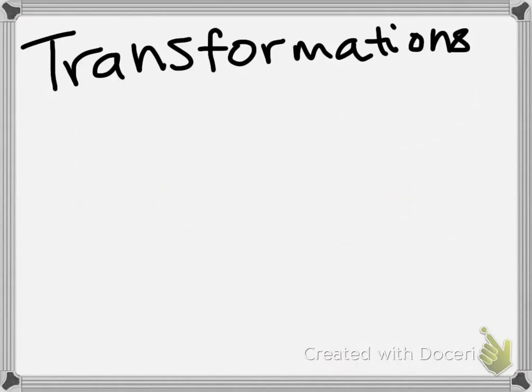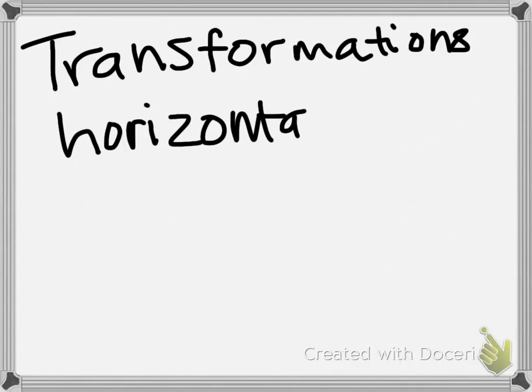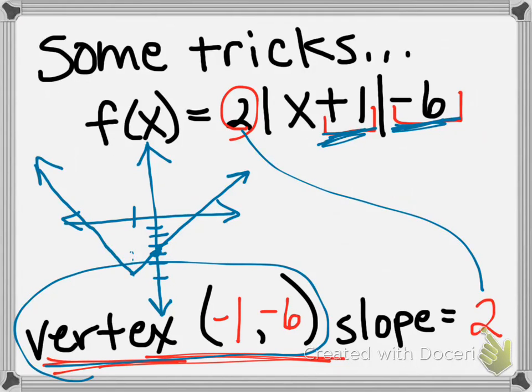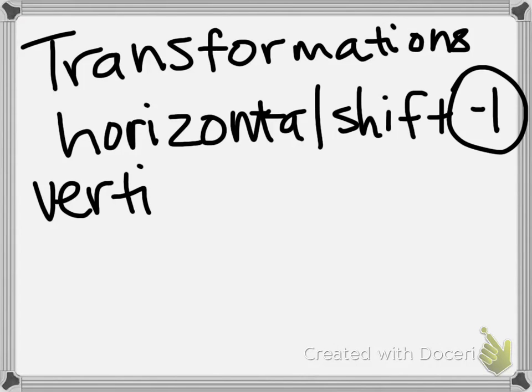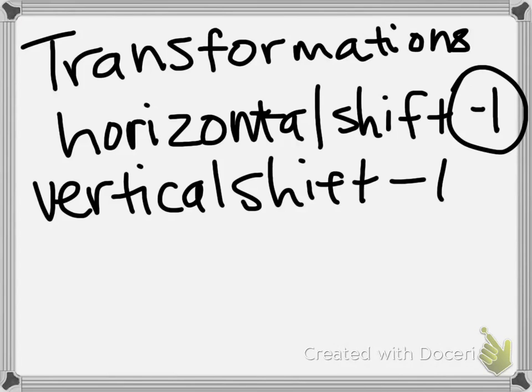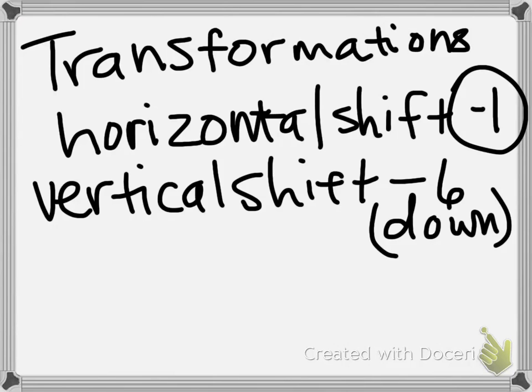Well, in our previous graph, my transformations were a horizontal shift, and how many places did we go to the left? 1 place. So horizontal shift of -1. We have a vertical shift of -6, or you can say down 6. Just like up here we could say left.